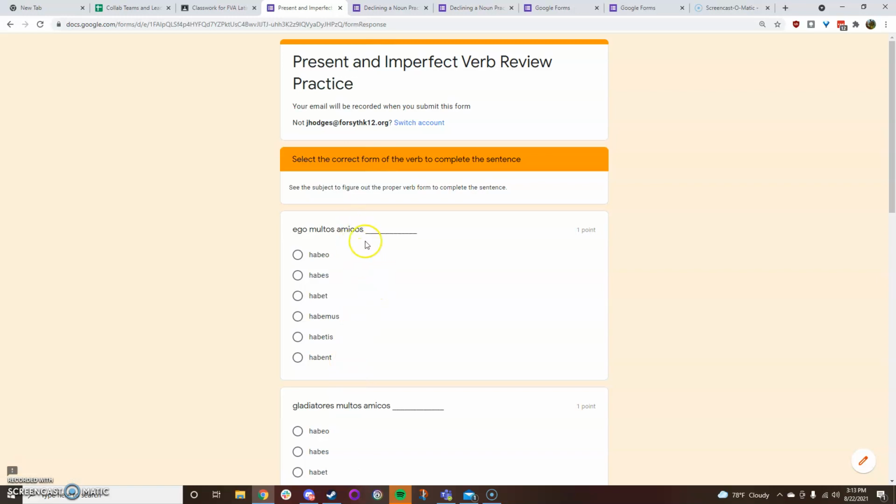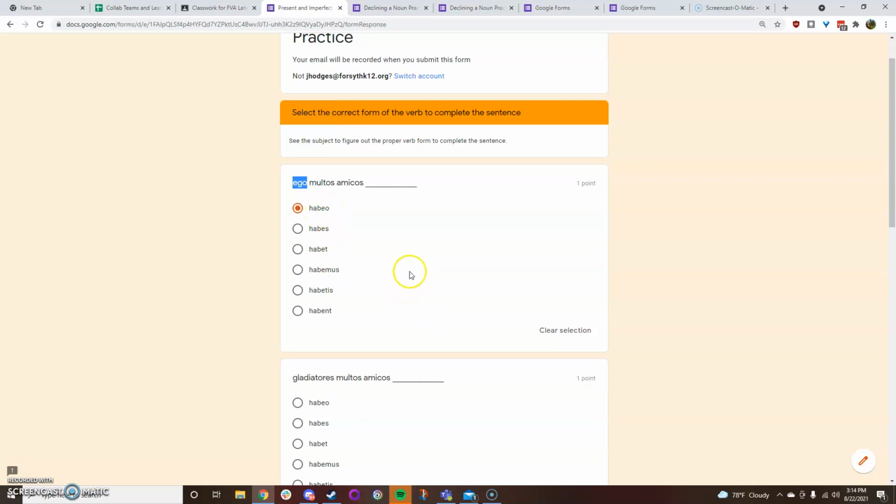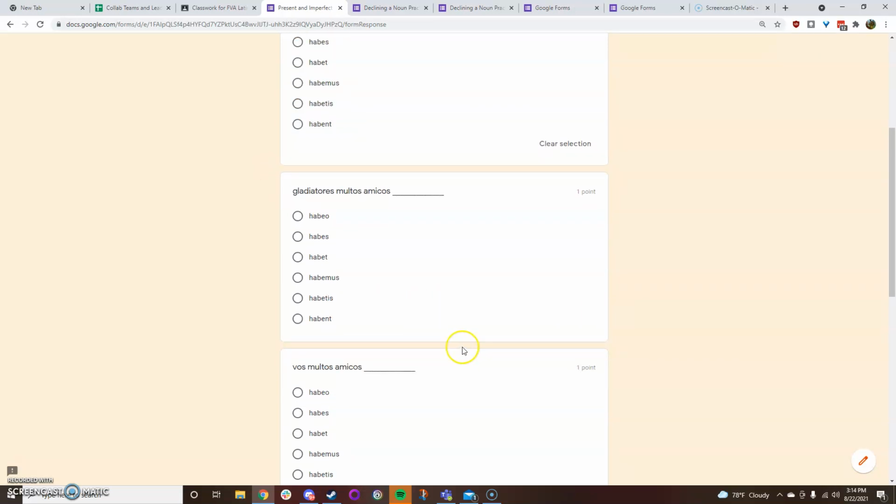All right. So here we're just finishing the sentence with the proper verb, depending on the subject. You really do not have to know what any of these words mean in order to get them right outside of the first word in the sentence. In this case, it's ego. We know ego means I. I is first person singular. That ending is -o. If I am the subject, the ending will be -o in the present tense. So, ego multos amicos habeo. I have many friends. I wish, right, guys?